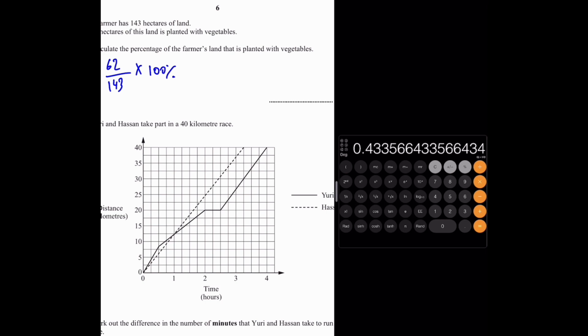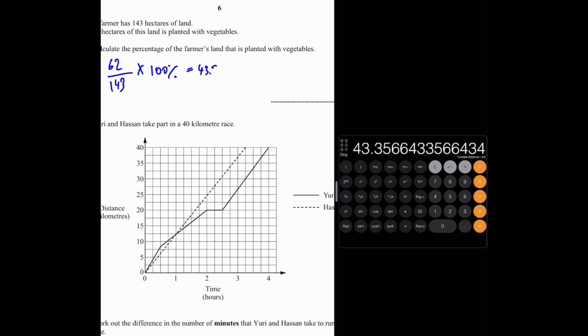But in reality it's a recurring decimal, because it's 0.433566, and then that pattern repeats. And now when you multiply this by 100, we get 43.356643, and then this pattern goes on. It's going to be written like this. And now we can write this to a specified degree of accuracy, which means we can write it as 43.36% to 2 decimal places. That's a degree of accuracy. That's the answer.